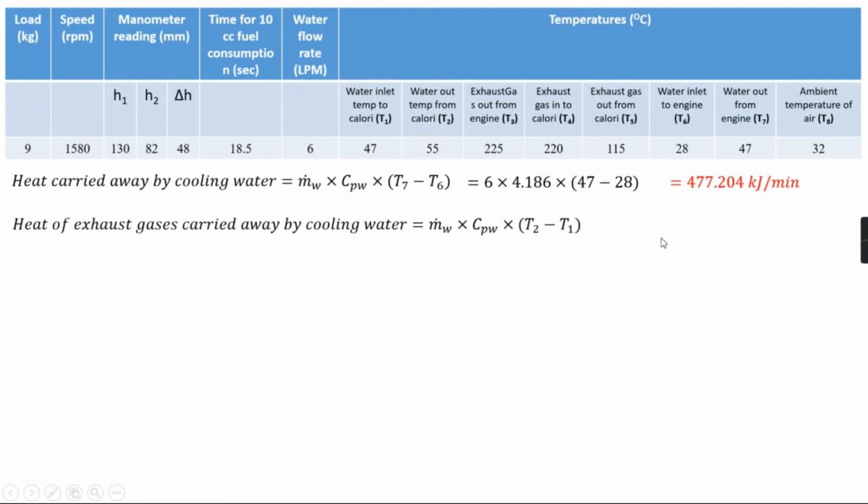On a similar basis, I will calculate the heat lost by exhaust gases into the calorimeter, which is again equal to m Cp delta T. So the mass of water supplied, again we have kept constant, that is 6 lpm. Cp of water is again the same, 4.186, into T2 minus T1.